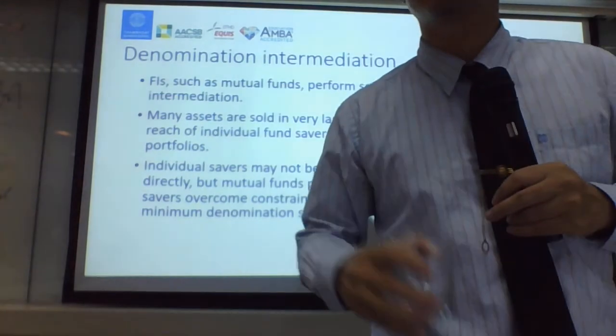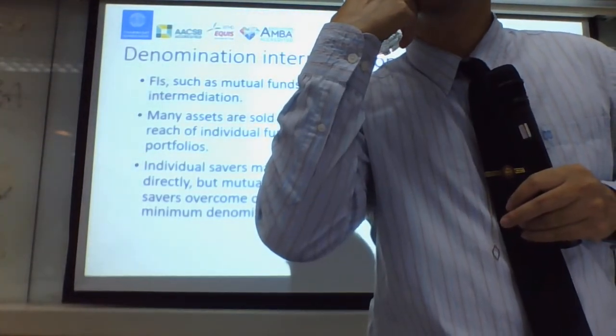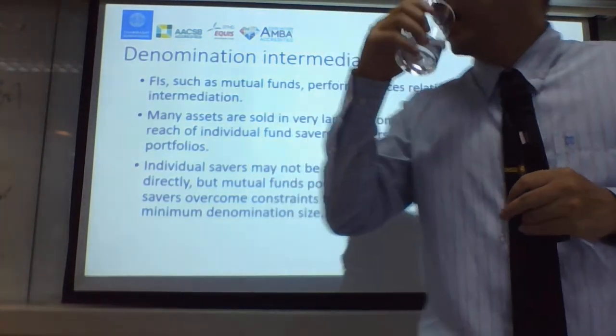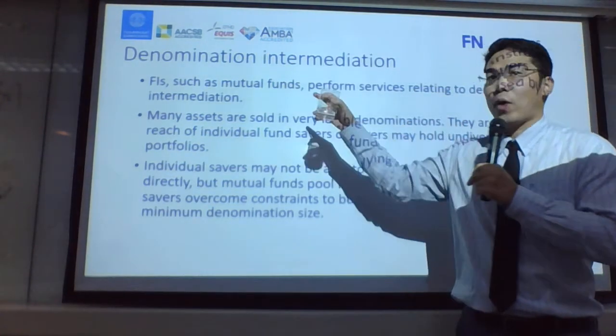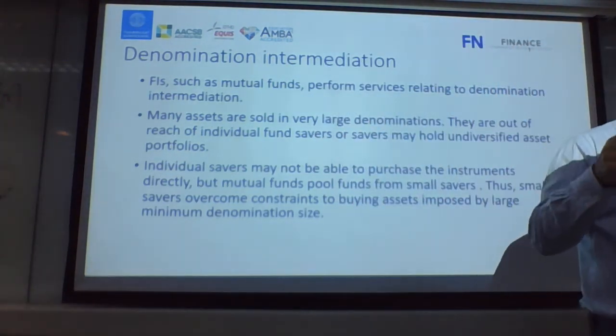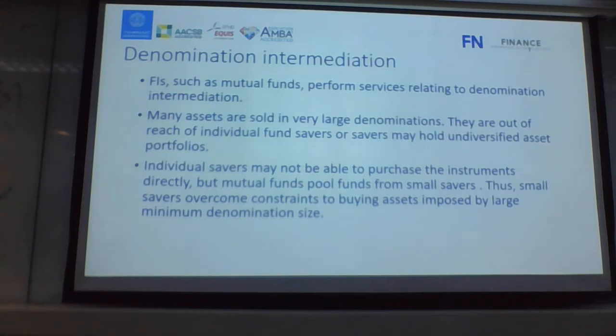In fact, it is the face value of your banknote. The face value of the banknote: 20 baht, 100 baht. Or when we talk about bond, we mean the face value of the bond. The denomination intermediation is that.